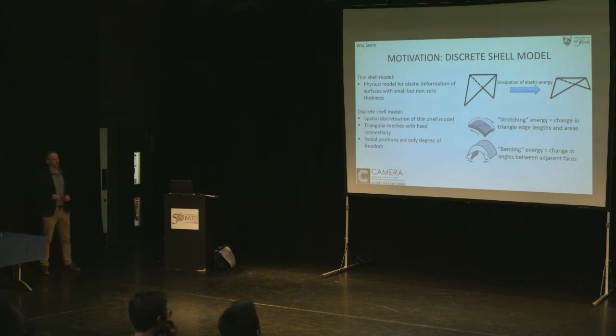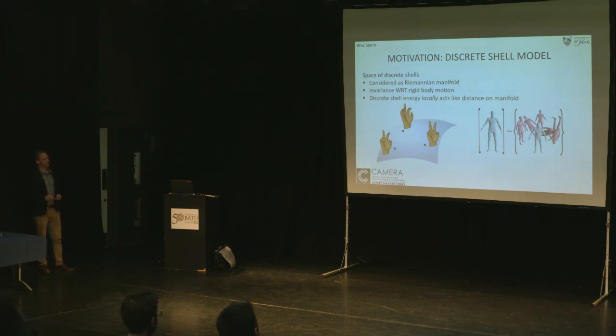So it's characterized in two ways. There are two terms. One is the stretching energy, so the in-plane stretching. So you can think of that as changes in triangle edge lengths in your mesh. And then there's the bending energy, and you can think of that as the change in the angle between adjacent triangles. So that's how it's done in the discrete model.